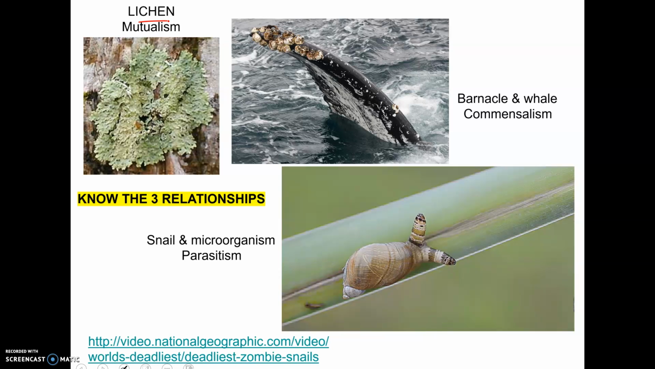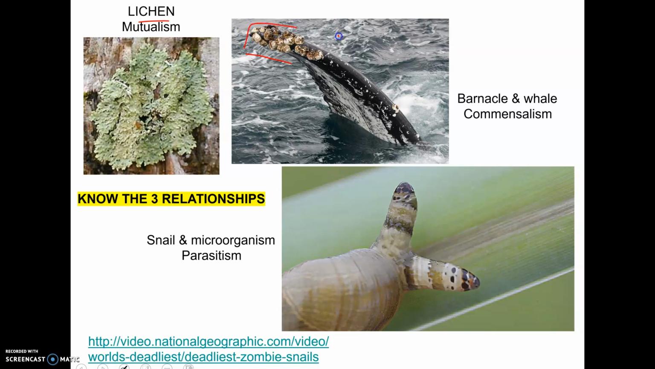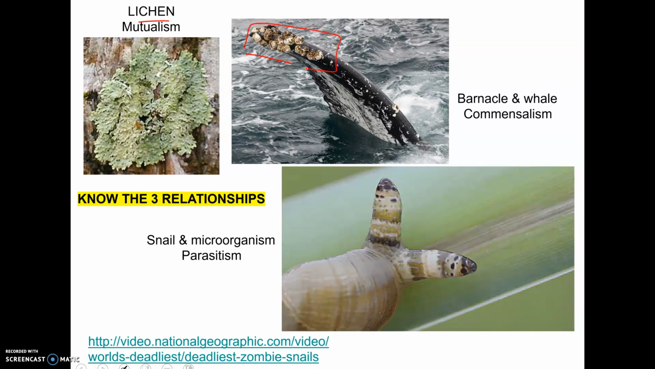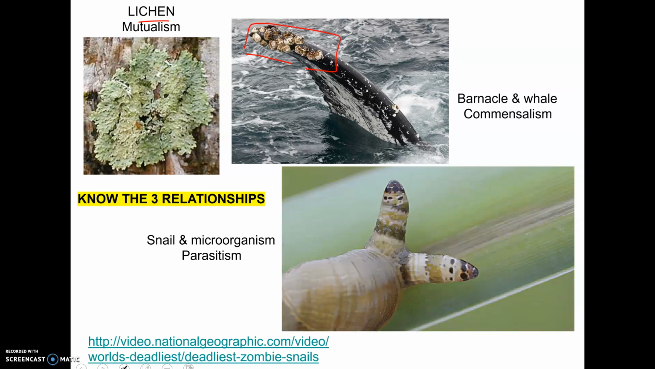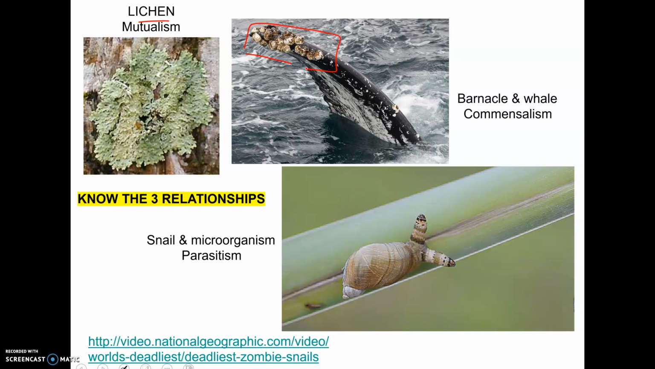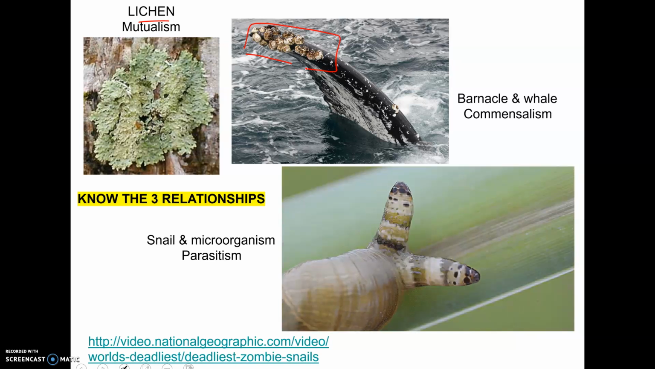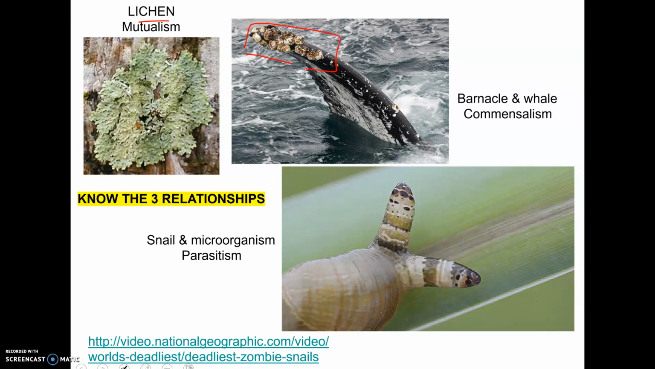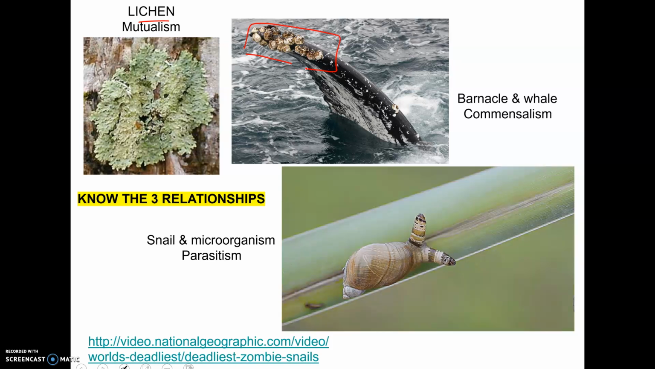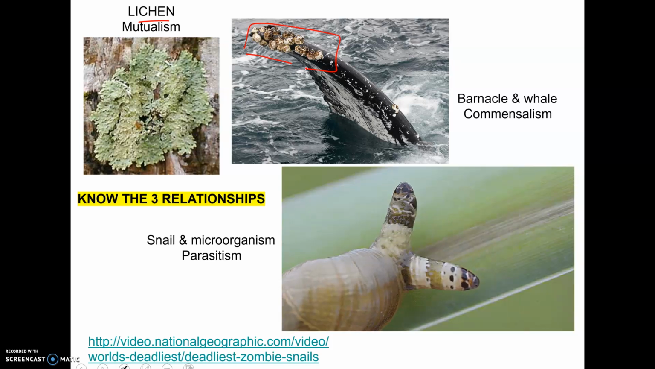On the top right, this is supposed to be a whale, and these are barnacles. And at least according to the textbook, the barnacles do not affect the whale. Seems to me it would not be happy having the barnacles on it, but supposedly the barnacles benefit because they're filter feeders and they have a place to live, and they're going to be filtering the water as the whale swims, but the whale doesn't even know they're there.